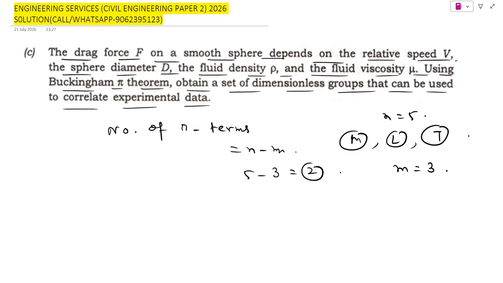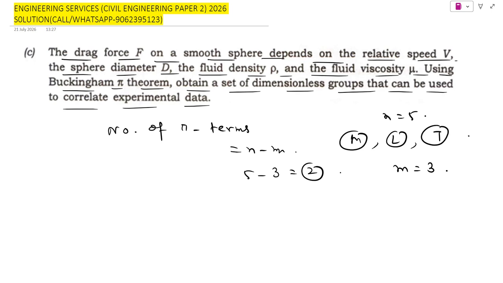Okay, now this is the most first checkpoint in every Buckingham pi problem. Never start calculation before finding the number of variables and the number of the fundamental dimensions, because the number of pi terms is directly determined from these values.